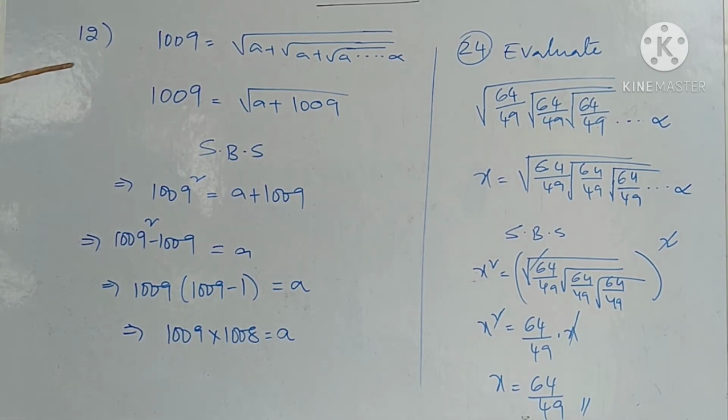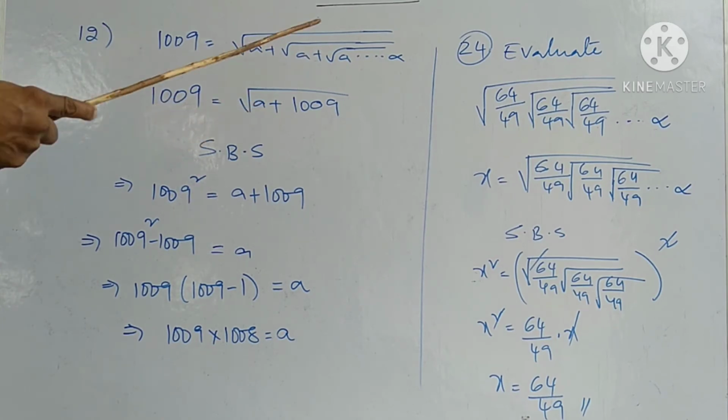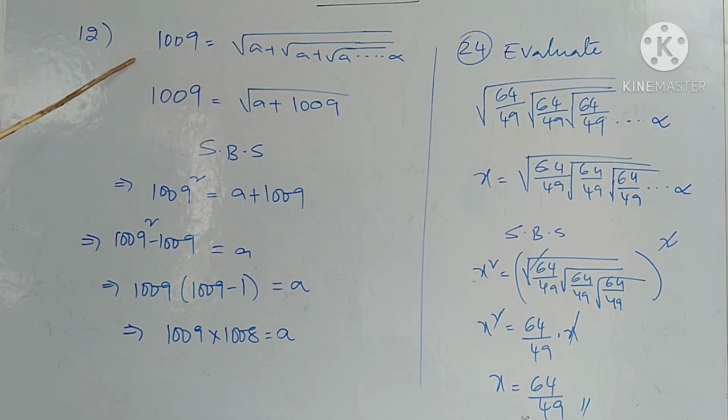So this is the 12th question. 1009 is equal to square root of a plus square root of a plus square root of a, up to so on infinity. So find the value of a. This is our question. So 1009 is equal to square root of a plus this total value, which is equal to 1009.